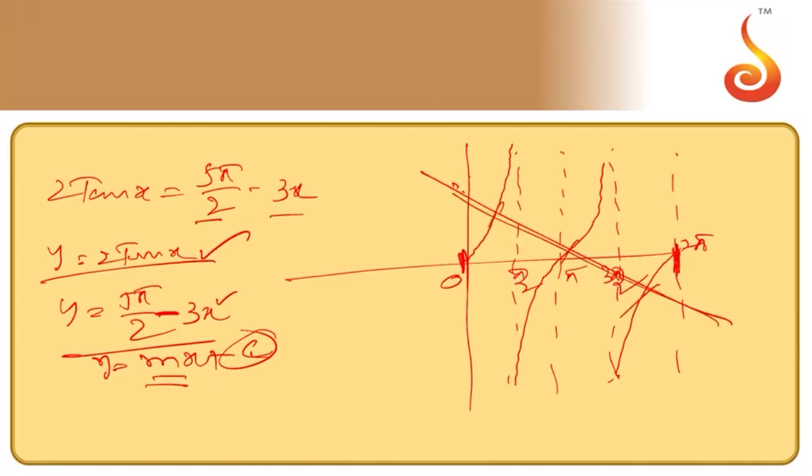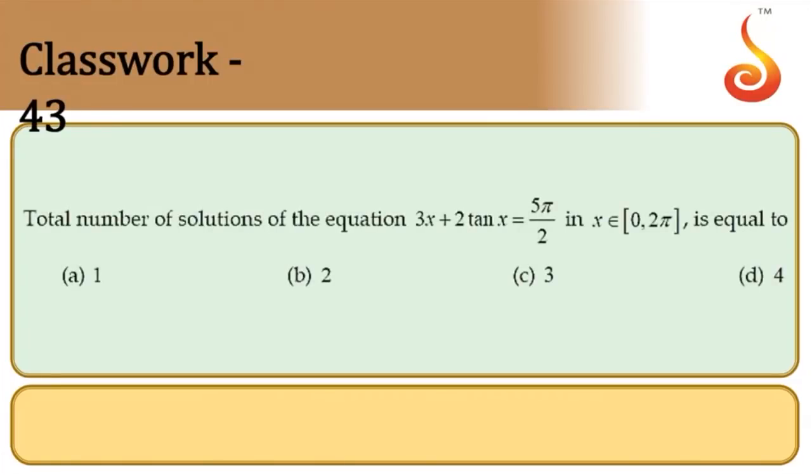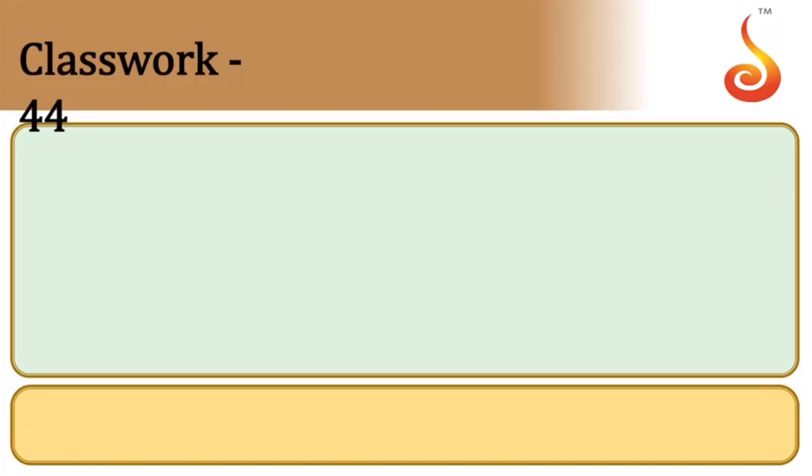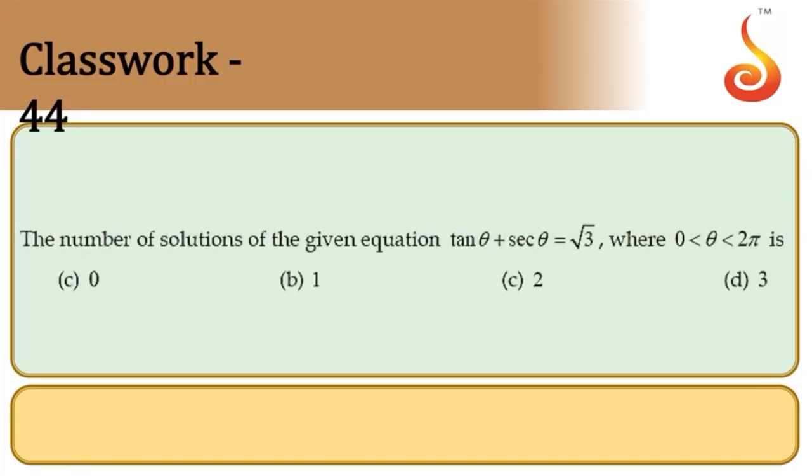So in the interval starting from here to this one, this straight line is cutting the graph at 3 points. So the number of points of intersection is equal to 3. So the solution for this problem is 3. That's answered. Next one. And if I take up the number of solutions of the given equation.